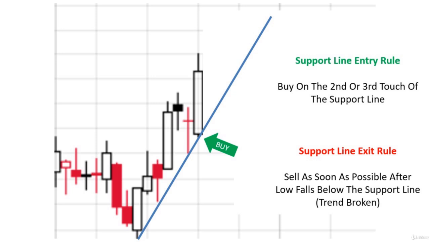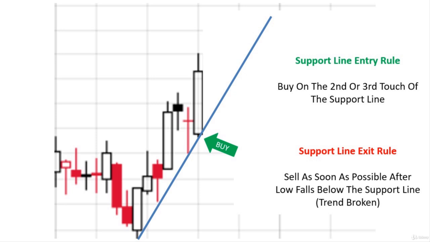The support line entry rule says that you buy on the second or third touch of the support line. In this example, where I have the arrow here, you can see it's on the third touch. It could have been on the second touch or near touch of that support line. That's when you're buying in. You're in an upward trend, you want to ride the upward trend, that's when you're buying in.